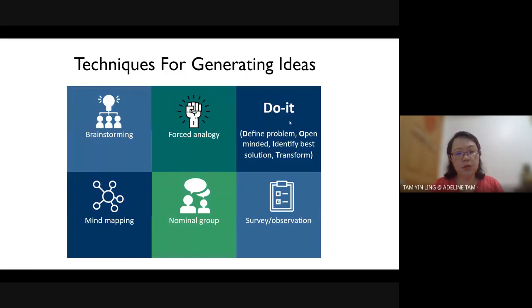And then next, do it, define the problem. What is the problem facing? Open-minded, identifying the best solution and transform your ideas. Okay, so what you call do it. So now, for example, many restaurants see that people cannot go out as a problem. So they start to do delivery of food. Okay, delivery of food. So these are some of the ways of doing it.